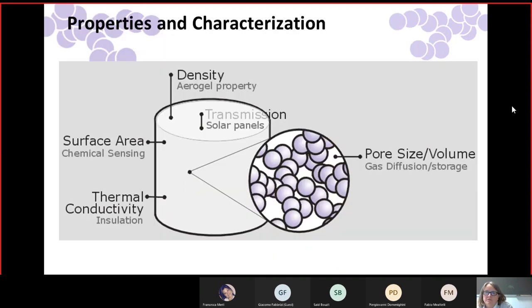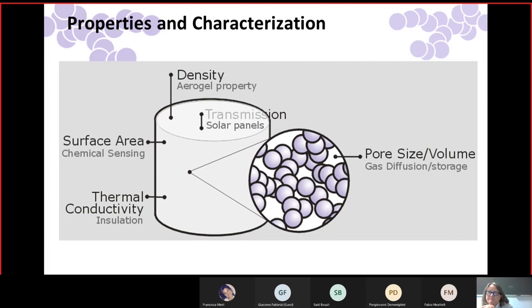So again, these properties we care about, why do we care about them? Kind of illustrated here. We care about the density. We care about transmission here. We mean light transmission. How much of the light passes through, and that's important for window applications and for solar panel type applications. We care about the surface area that's contained in this. And this cylinder is meant to be an aerogel because we used to make them in that shape.